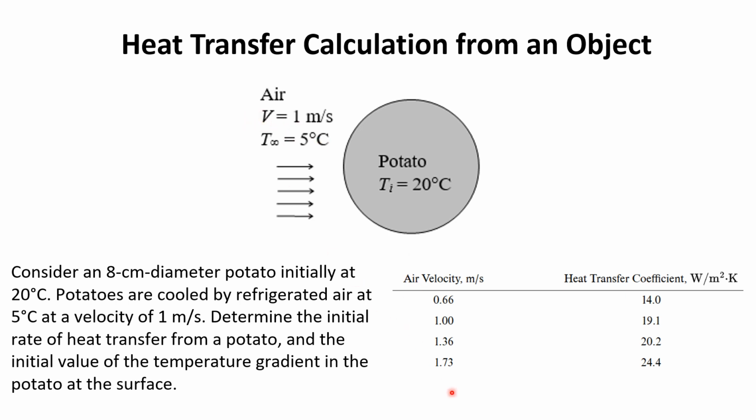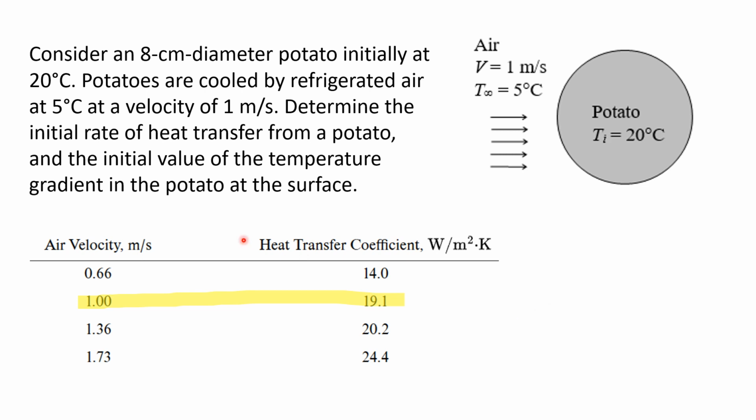We also have a table of air velocity versus heat transfer coefficient. So from this table, we can get the appropriate heat transfer coefficient to apply. In this case, we look at our numbers. Here, air is coming in at 1 meter per second. So if we come across, our heat transfer coefficient is 19.1 watts per meter squared Kelvin.